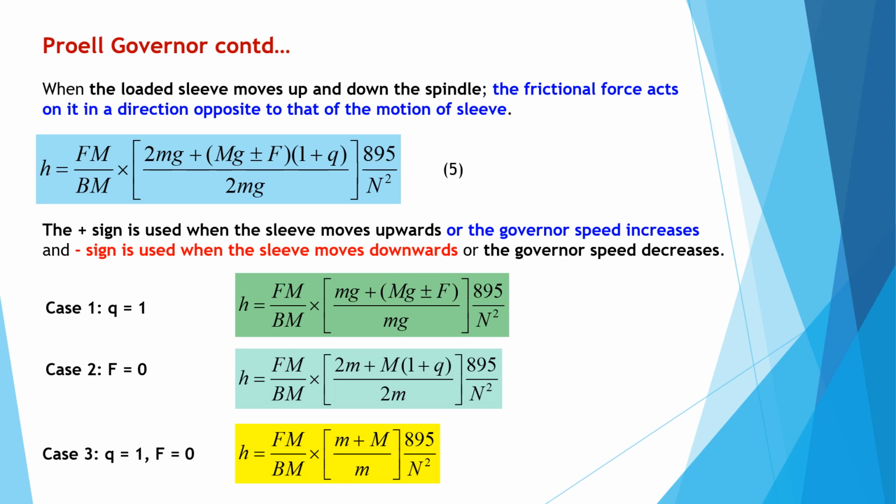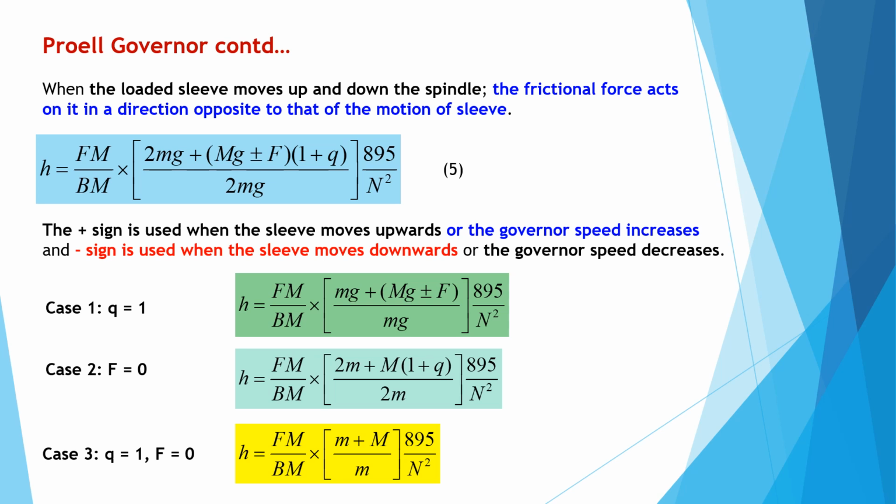And here in equation 5, the plus sign is used when the sleeve moves upward or the governor speed increases, and the minus sign in equation 5 is used when the governor moves downward or the governor speed decreases. So, to solve equation 5, there are three different cases.